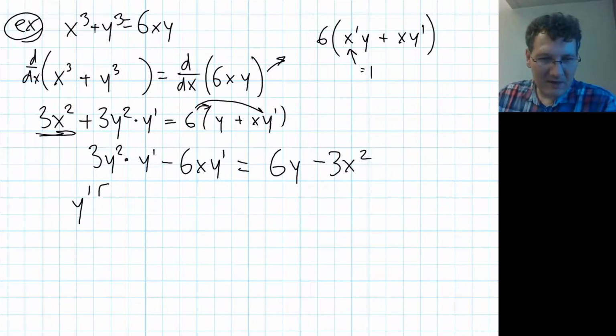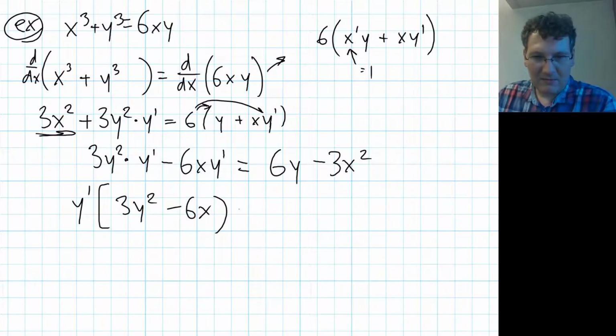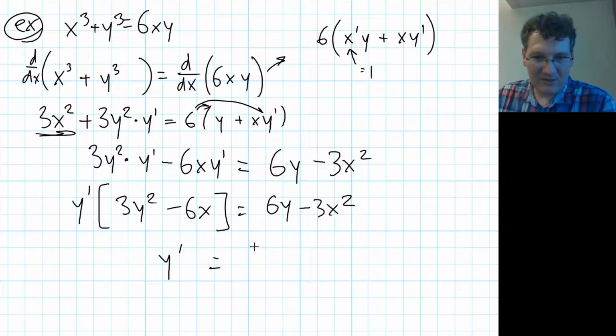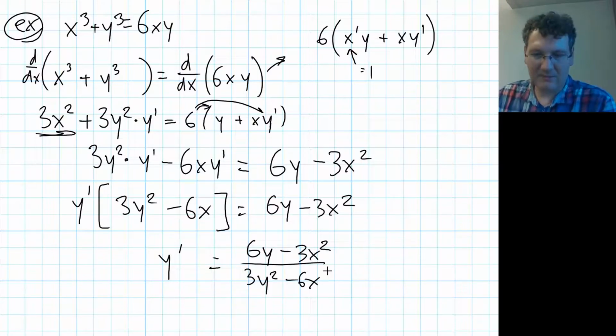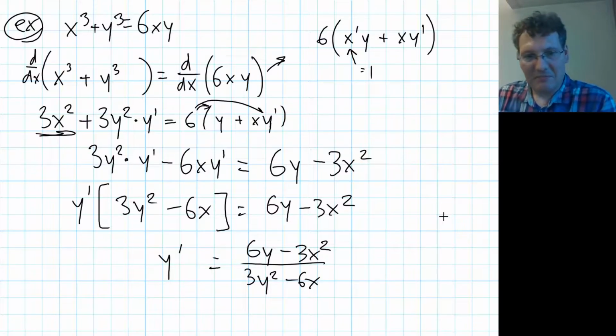Y prime gets factored out of both of these terms. We have 3y squared minus 6x equals 6y minus 3x squared, and then finally divide by that expression, giving me y prime equals 6y minus 3x squared over 3y squared minus 6x. There's the derivative of this curve. At any point (x, y), you plug those in and you'll get the derivative.